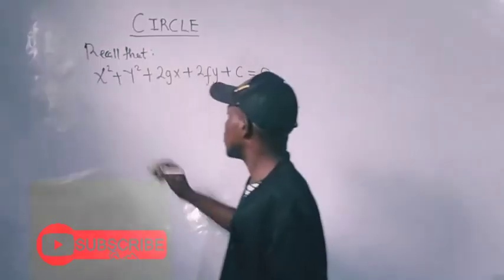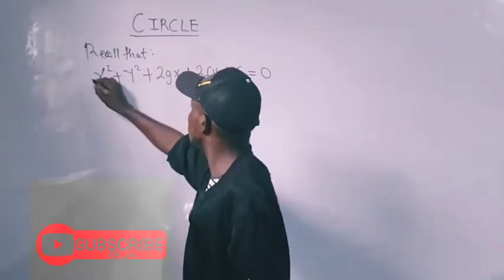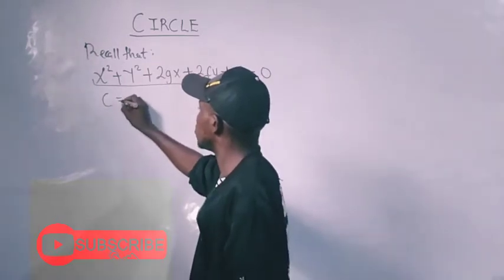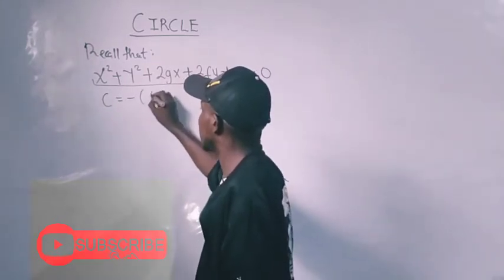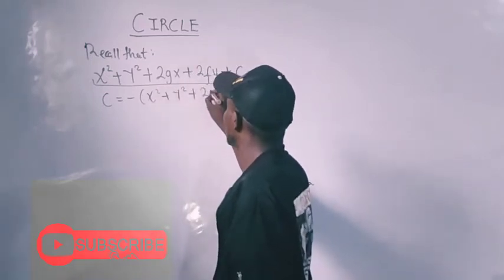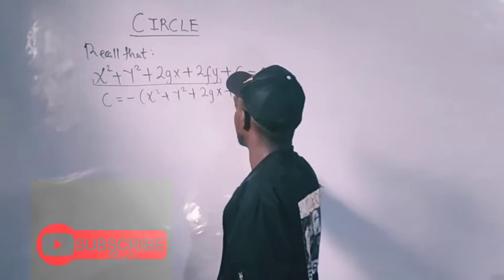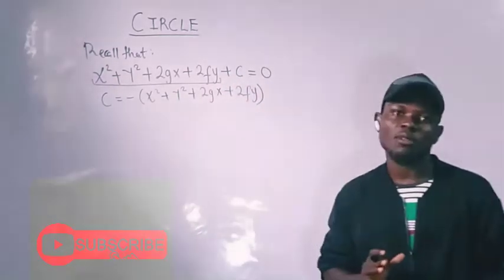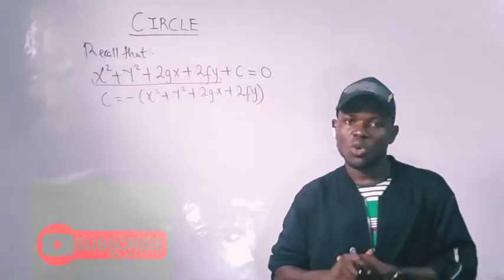Then I know you will agree with me that if I take all of this entity to the other side, then I'll be having c to be equals to minus in bracket x squared plus y squared plus 2gx plus 2fy. I believe this does not have any argument whatsoever.